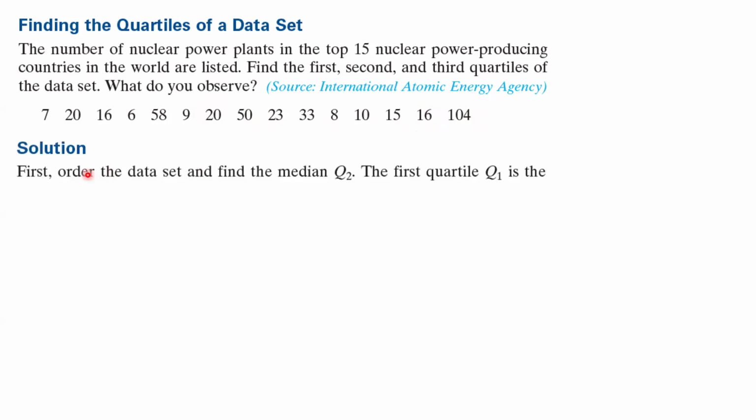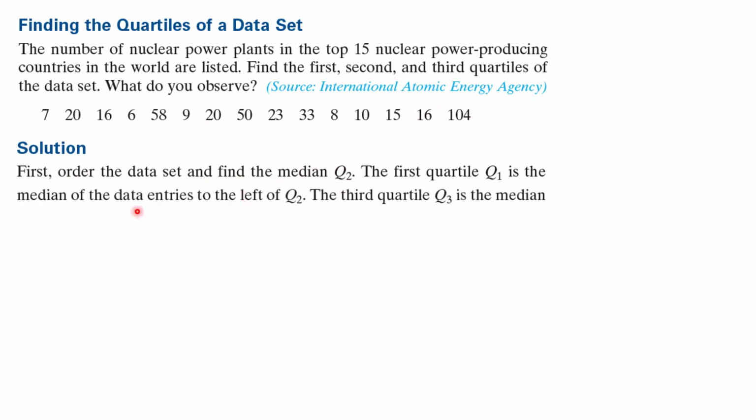What are we going to do? First, we're going to order the data set to find the median, or Q sub 2. The first quartile, Q sub 1, is the median of the data entries to the left of Q sub 2. And the third quartile, Q sub 3, is the median of the data entries to the right side of Q sub 2. So the most important thing is to find the median of the data, or Q sub 2.